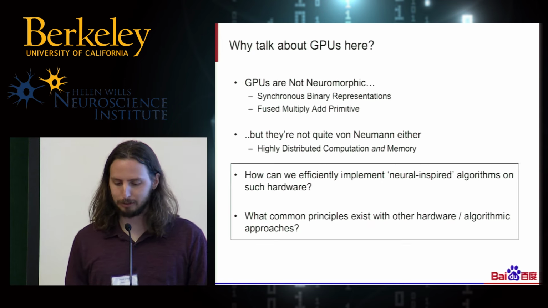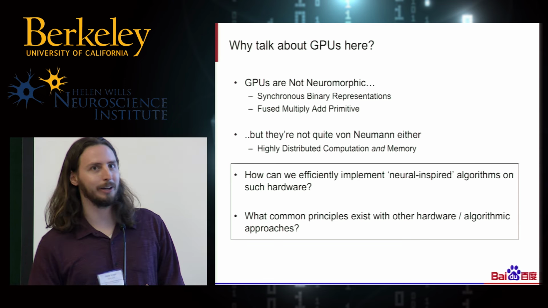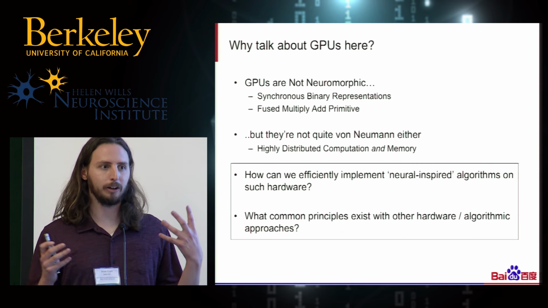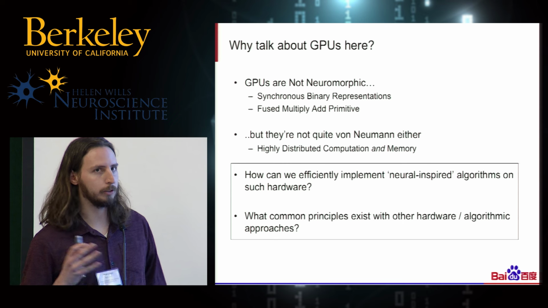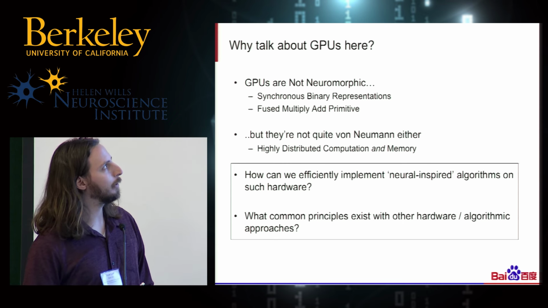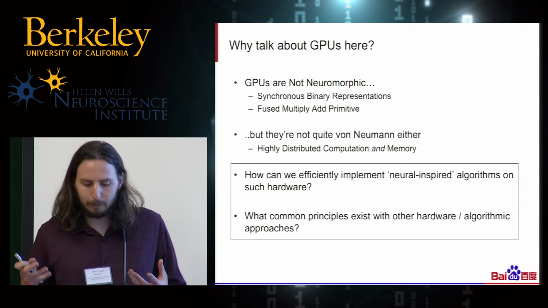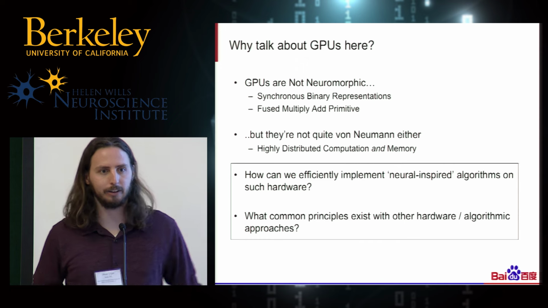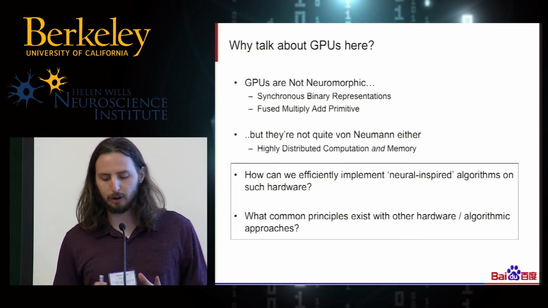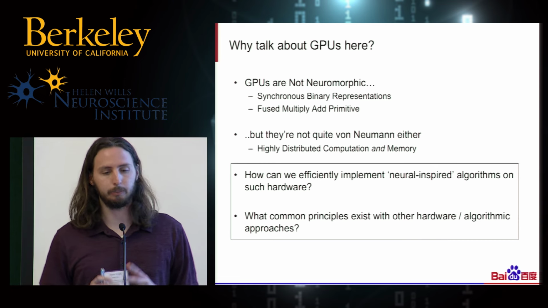And so the question that came to me when I got invited to talk here is why? Because a lot of what we've been doing here is talking about lots of neuromorphic designs and things that more specifically are emulating biology. But GPUs are not really neuromorphic. They're synchronous computation. They have binary representations. At the base of it, it's just a fused multiply and add in a lot of cases. But they're not quite the typical von Neumann architecture, either, because they're so distributed that there is a lot of co-localization of memory and compute.